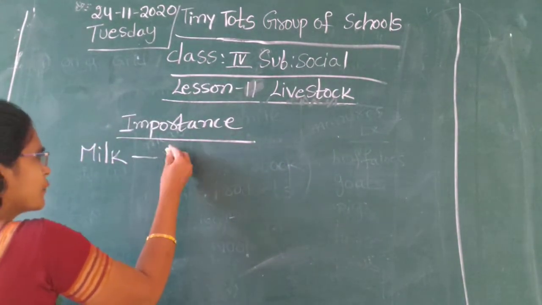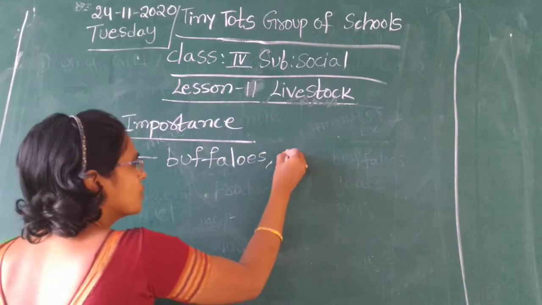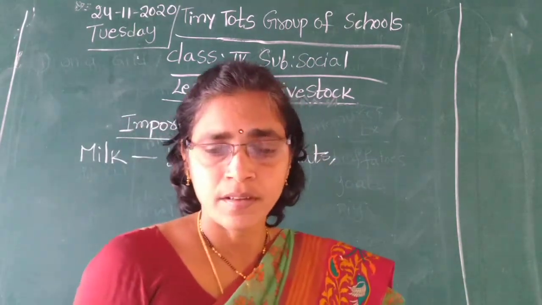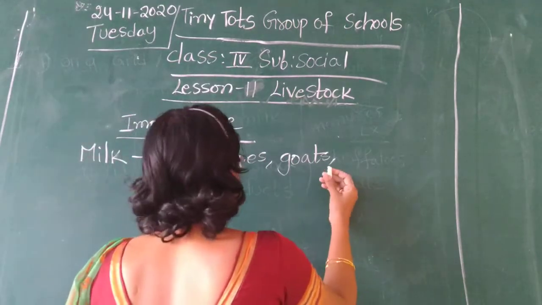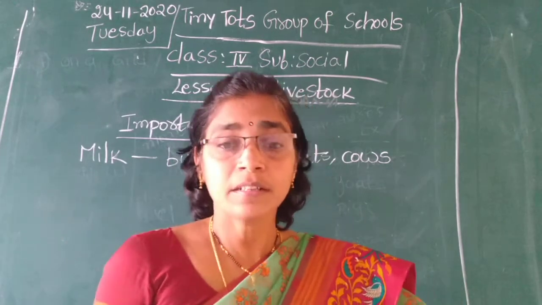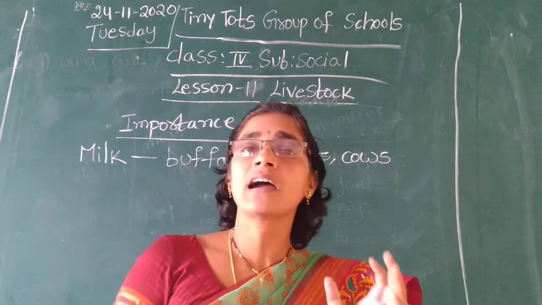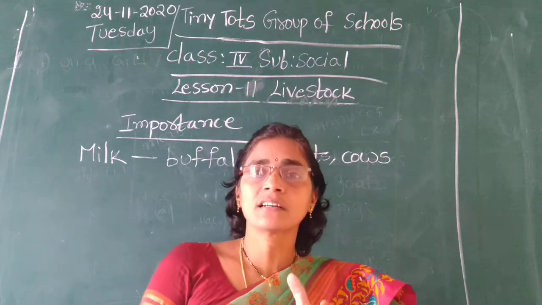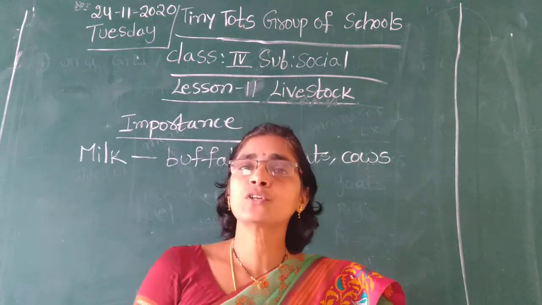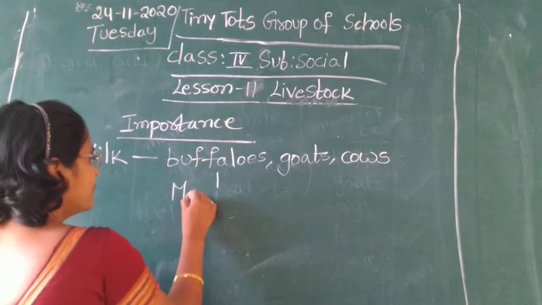We can get milk from buffaloes, goats, and cows. And the milk is very nutritious. It's a balanced diet. It has high fat content and it gives strength to grow and to work. Milk producing animals are called milk animals.